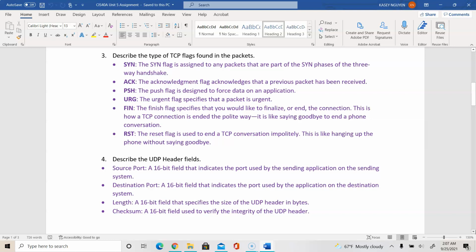RST is a reset flag. It's used to end a TCP conversation impolitely, without saying goodbye.